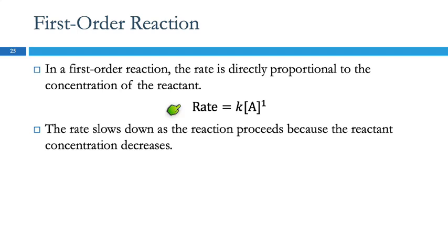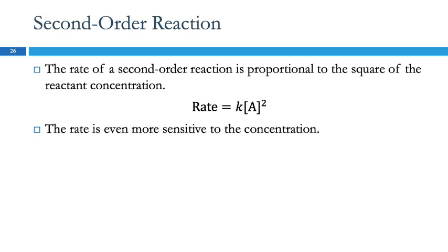So it's kind of the same with a chemical reaction. The more reactant molecules are there, the faster the reaction is going to occur. So we see that the rate slows down as the reaction proceeds because the reactant concentration is going down. And in a second order reaction, it's just more dependent on the concentration. It's dependent on the square of the concentration. So we see it being even more sensitive to the concentration.